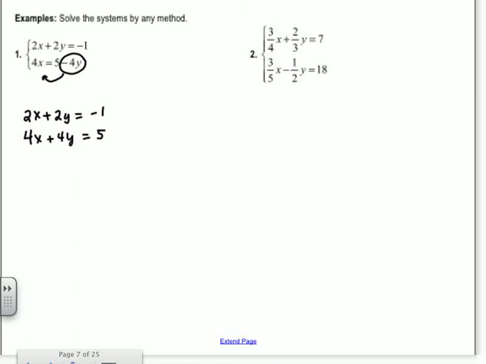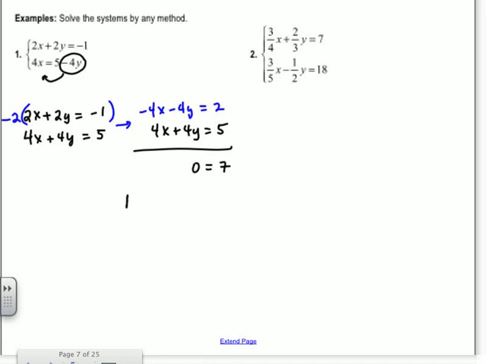And I want to eliminate one of the variables, so let's say I want to get rid of my x's. I'm going to multiply through by negative 2. So then when I add straight down, I'll get rid of my x's. So my new equation is negative 4x minus 4y equals positive 2. And the other one stays exactly the same. So 4x plus 4y equals 5. So when I add straight down, do you guys notice something weird about this one? Yeah, both of them cancel. So I get 0 equals 7 when I add straight down. What does that mean? Right, it's no solution.